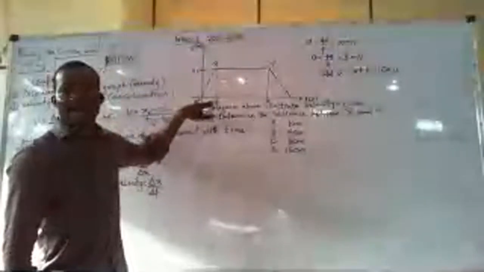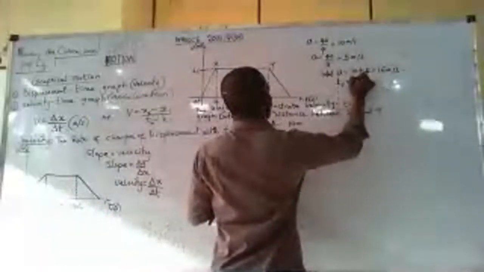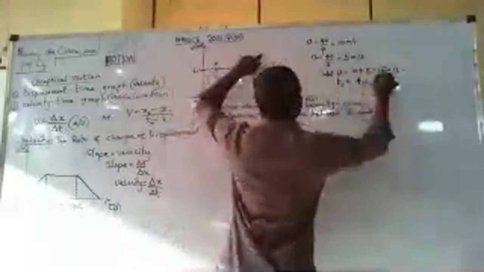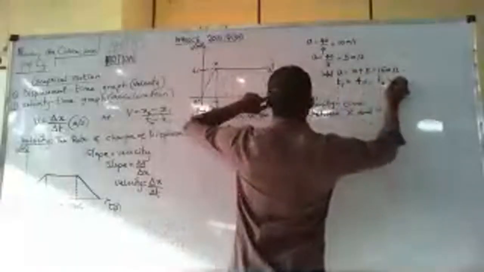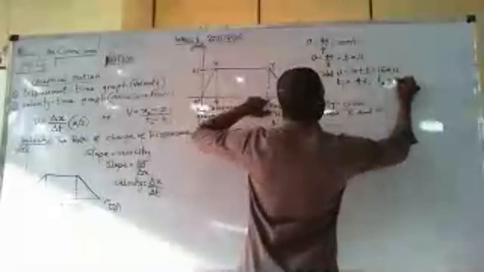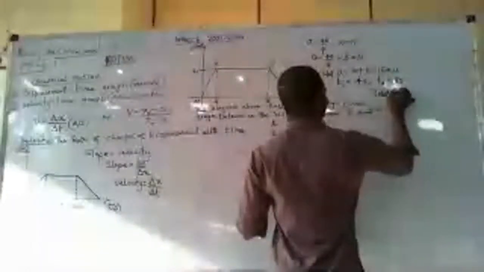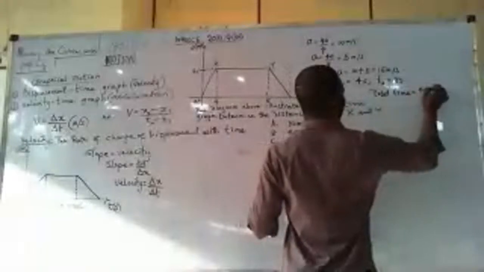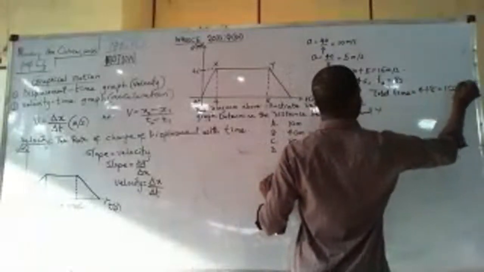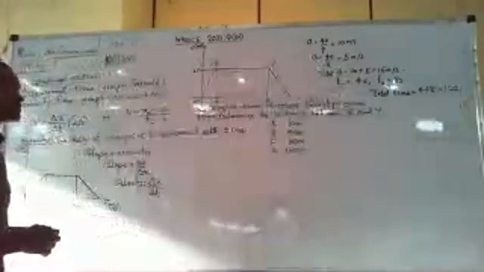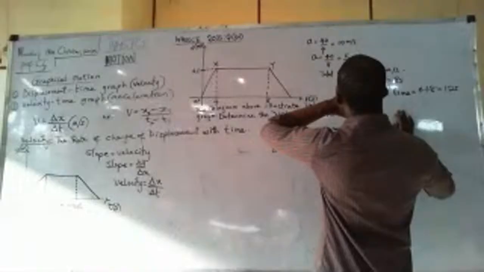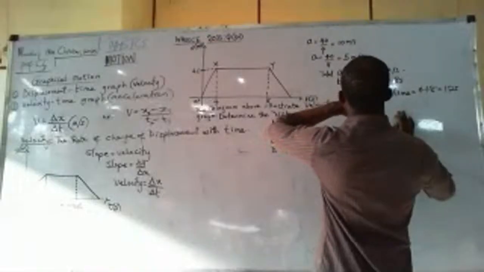The first, at distance X, is for what? T1, that was what? For distance Y, that's T2. It's going to be what? 8. That's increased again. Now, what's the total time? Total time is what? 4 plus 8, that's 12 seconds. So at the end of the day, what's our distance? Our distance will now be what?